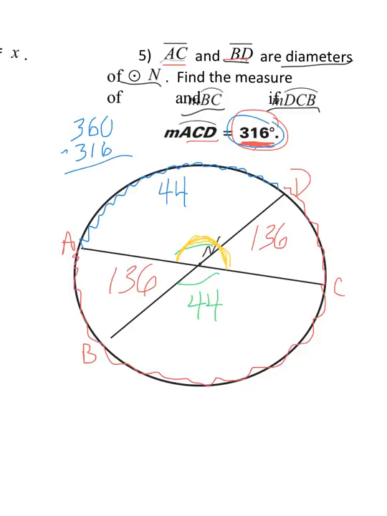From here, we can answer what they were asking for. First one was BC, so arc BC. We already filled that in. It's going to be 44. And the last one they want is DCB. And it looks like D to C to B is a semicircle.